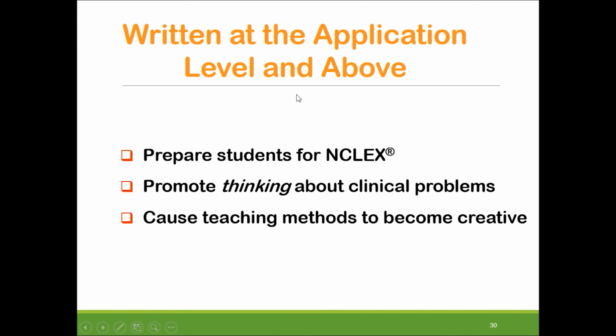When you write questions at the application level and above, you are instantly promoting their thinking about a clinical problem. So that means that if you're asking them for one particular fact, you're not writing at the application and above level. If indeed students are thinking about clinical problems, it does indeed change the way that you're teaching. And there is a real push for the interactive classroom. There's no real place for a passive classroom in preparing students for questions that are written at the application level and above. They have to work with these questions and think of them in terms of the actual clinical problems that they were intended to reflect.